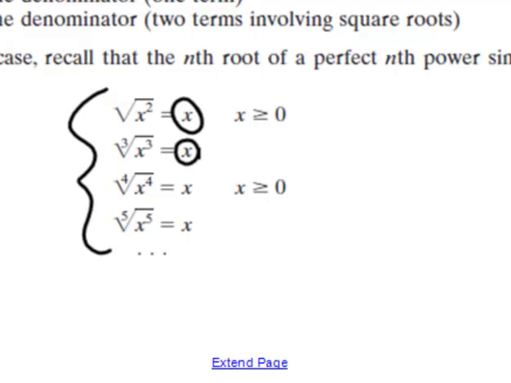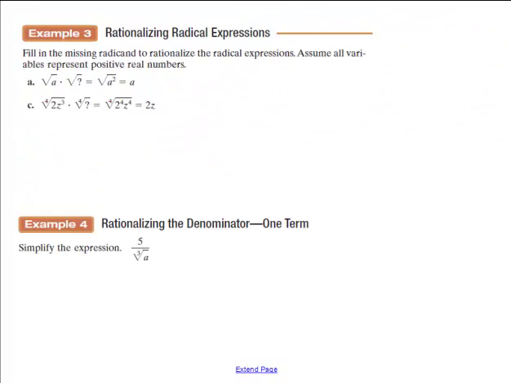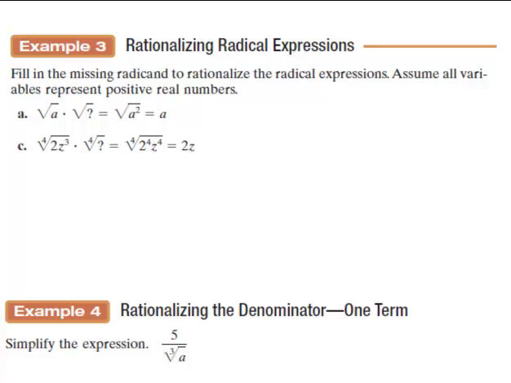So what we need to do is figure out what we need so that we can take square roots or cube roots and get nice rational numbers, nice pretty numbers. So the first thing we're going to do is just figure out what we would need. So the very first problem, problem A, I have the square root of A times the square root of something is going to allow me to take the square root of it.